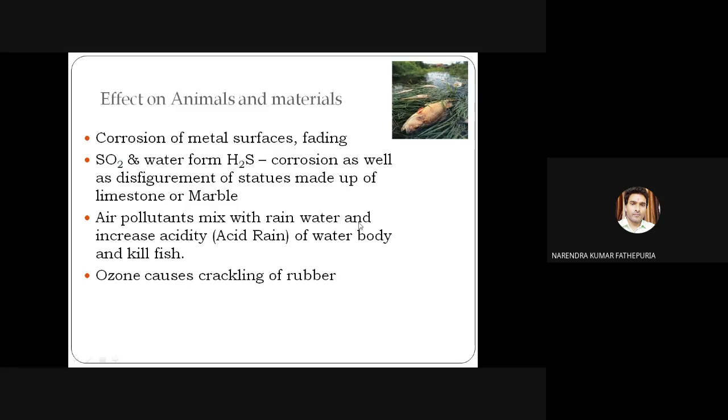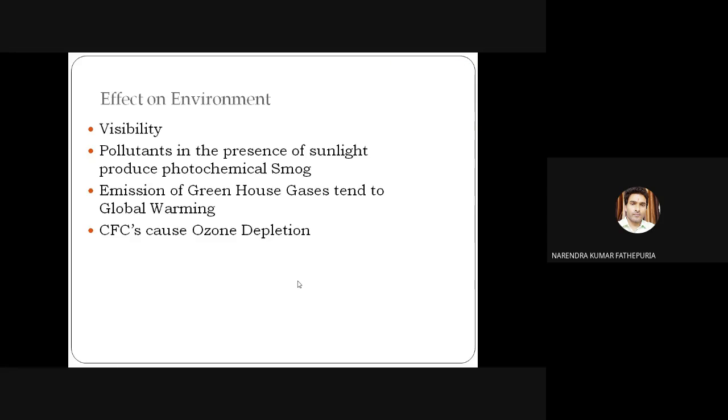Air pollutants mix with the rainwater and increase acidity also. That is the main reason for acid rain in water bodies, and it causes water pollution and kills fish and all the water animals. Ozone causes cracking of rubbers, and ozone layer depletion. UV radiation effects are quite common, right?